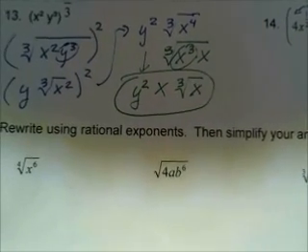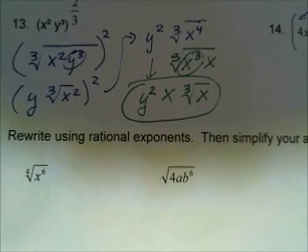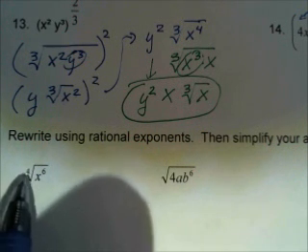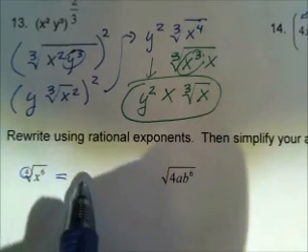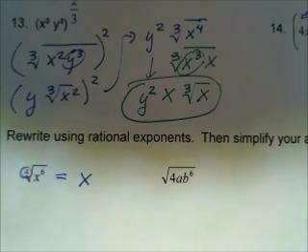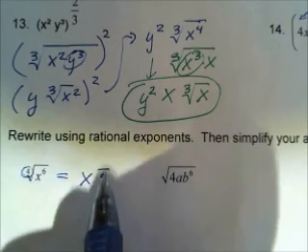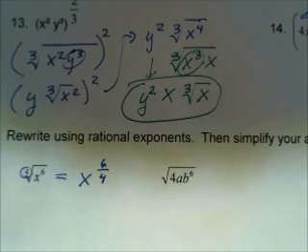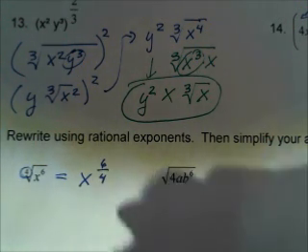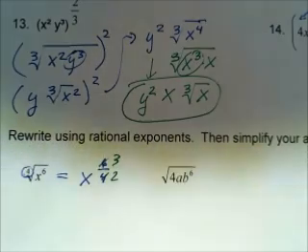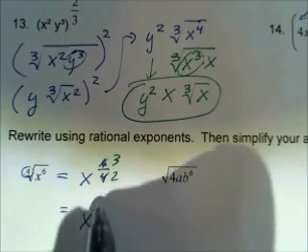Okay, our next 3 problems we want to rewrite using fractional exponents, then simplify your answer. Meaning we have the 4th root of x raised to the 6th. Remember, the root or index is the denominator of your fractional exponent. So this would equal x to the 6/4. And now let's just reduce the fraction 6/4, dividing each by 2. So this equals x to the 3/2.